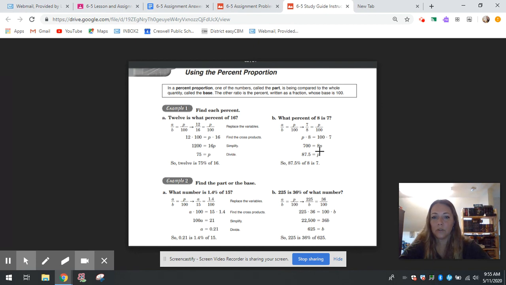Just write the number first. So then we have 700 equals 8 times P, and we divide both sides by 8. When we do that, we get P by itself on one side of the equation, and 700 divided by 8 is 87.5. So 87.5% of 8 is 7.